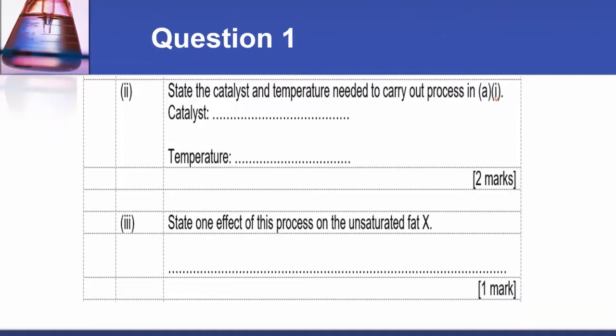State the catalyst and temperature needed to carry out the process in 1A1. The process mentioned here will be hydrogenation. So the catalyst needed for hydrogenation will be nickel or platinum. The optimum temperature to carry out hydrogenation will be 180 degrees Celsius.